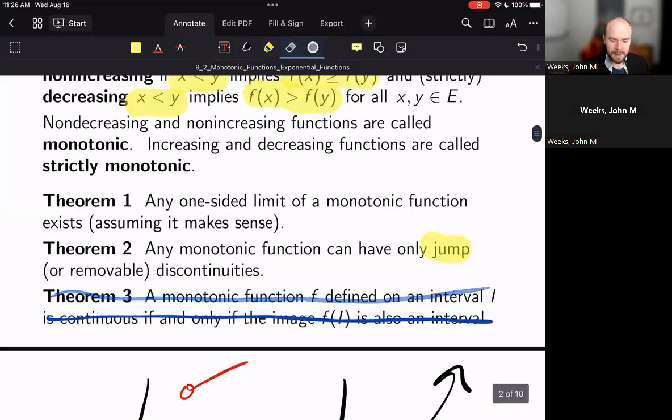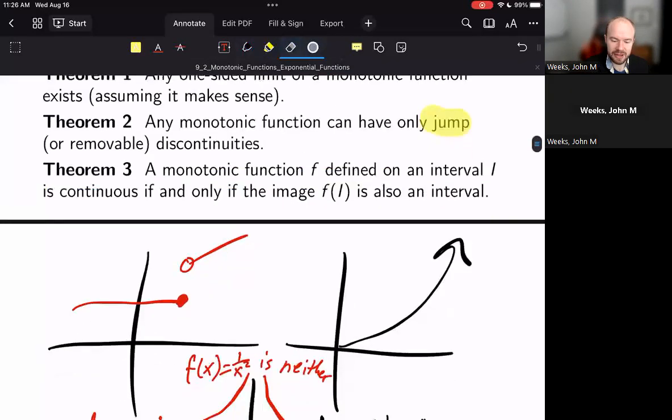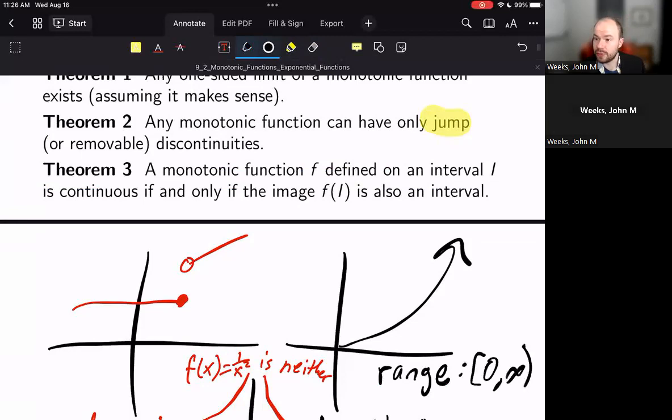And then finally, a monotonic function that's defined on an interval is continuous if and only if its range is an interval. So we can talk about when a monotonic function is continuous. You can express its range as an interval whenever your monotonic function is continuous. So for example, you can look right here at the range of this function. The range of this function given here would be 0 to infinity, a whole interval.